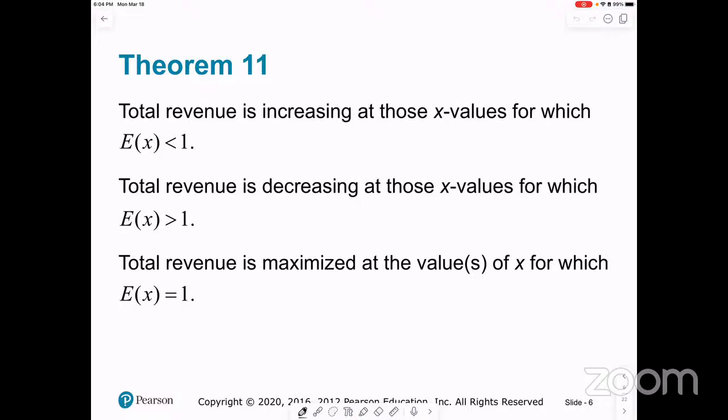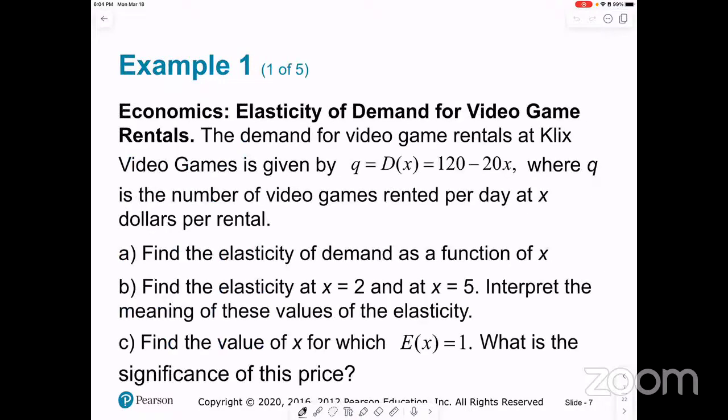So let's see what we have here. Elasticity of demand for video game rentals. The demand for video game rentals at Clicks Video Games is given by this function here, where Q is the number of video games rented per day at x dollars per rental.